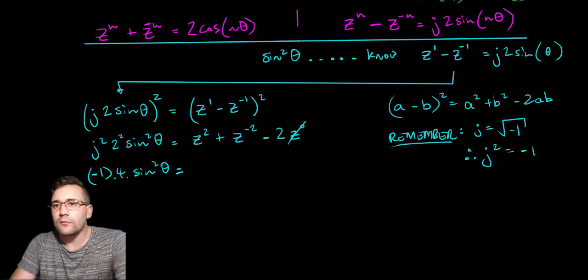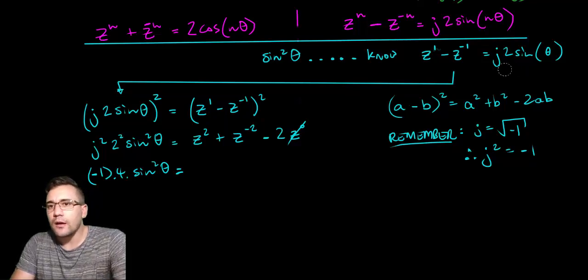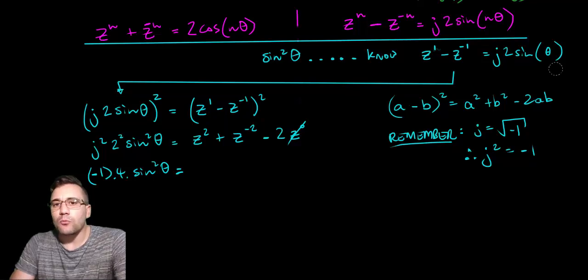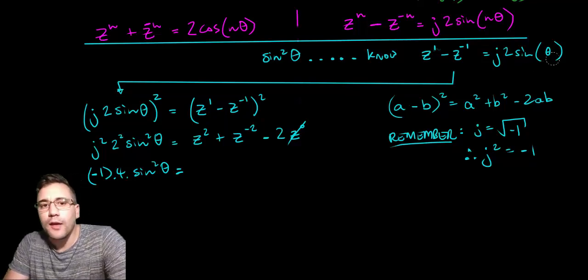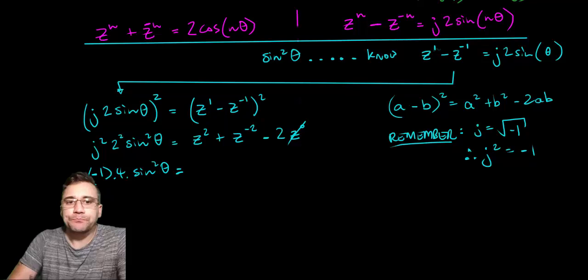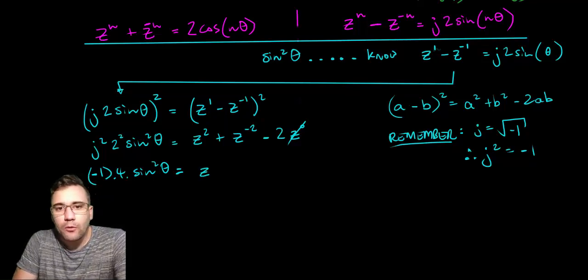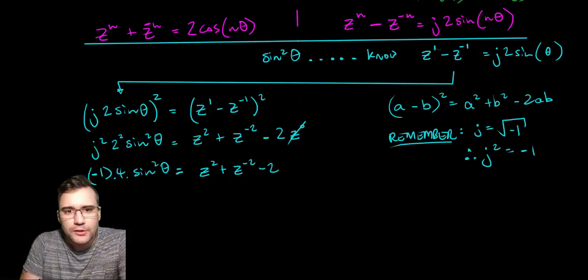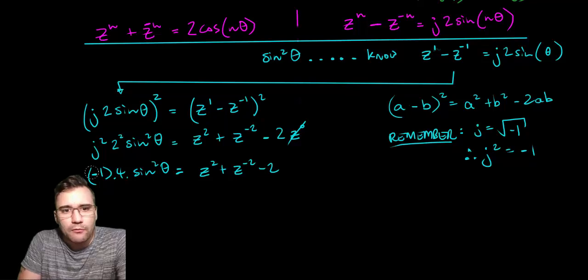So we knew that if we had this j2 sine theta up here on the top right, we figured, oh well, if we just square that, we'll get closer because we'll have a sine squared theta, right? Now we're actually there. So we'll just keep going. z squared plus z to the negative 2 minus 2. Let's just tidy this up. We can get rid of this negative 1 and just say, well, negative 4, right?